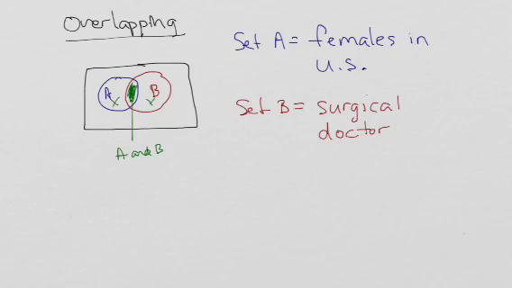So anyway, the people on the outside would be people that don't fit either group, like myself again. I am not a female in the U.S., nor am I a surgical doctor, so I don't fit into either category. All right, so you would say that A overlaps B or B overlaps A, and again, you get this section in the middle where they share information.